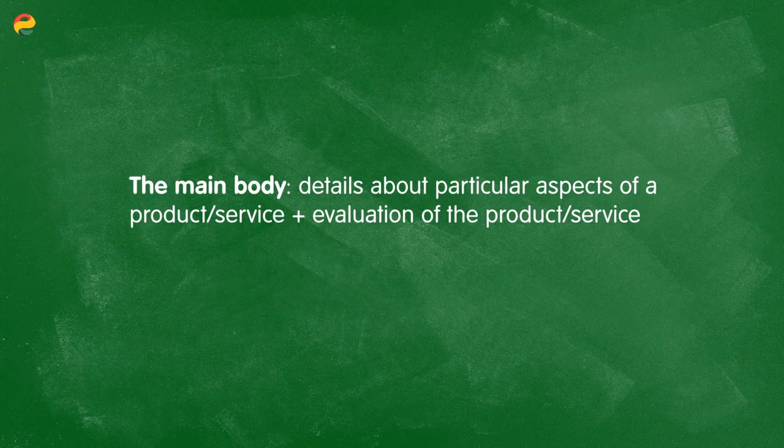So in a review, the main body is going to contain details about particular aspects of a product or service. Those same particular aspects, by the way, that we chose earlier, as well as an evaluation of the product or service. In this section, I'm not just saying, these are the characters, these are the songs. I'm saying, what's good about the songs? What's bad about the songs? What do I like about them?